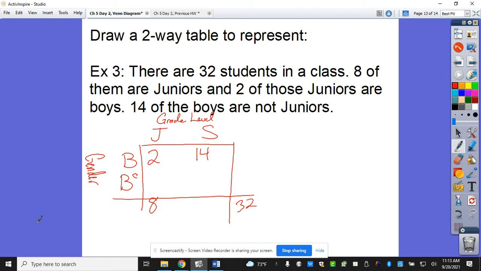So now you've got to fill in pieces here. So what goes here? How many total boys? So you're just filling in pieces. Well, if 16 are boys, how many are not boys? So if we have 16 not boys, and 6 of them are juniors, how many of them are seniors? And we had 8 juniors. We have 32 total, so how many of them are seniors?